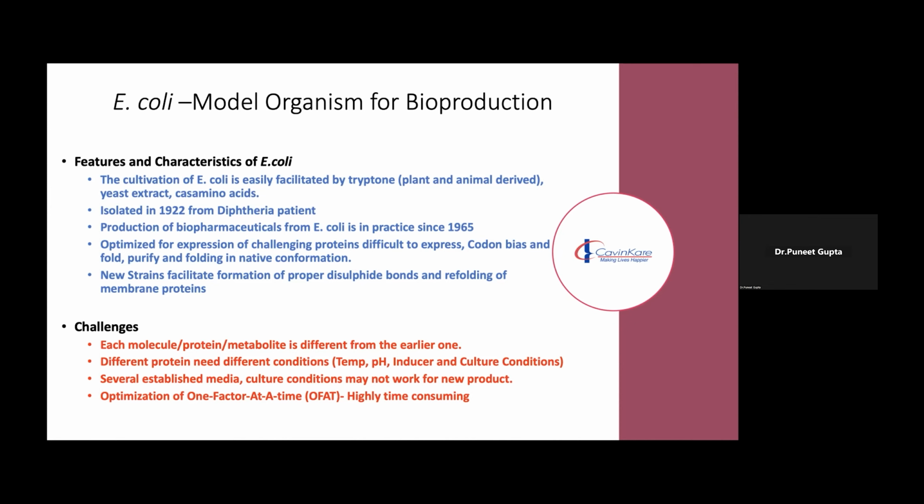So the challenge is each molecule is different, and it behaves differently, and there's no set process you can use for doing it. For different conditions, optimization needs multiple experiments. Whichever conditions you used for the previous product may not work for the new product or new molecule or new protein. Doing a single experiment at a time and taking the output from that is going to be highly time consuming, and is going to take a lot of effort.